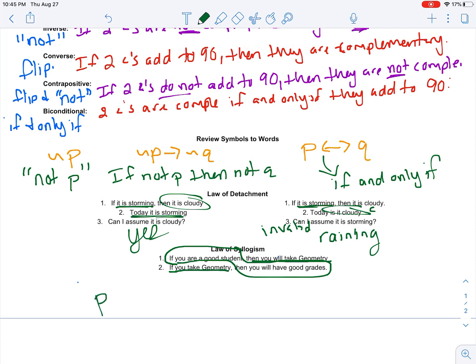This was the one where if we knew we went from P to Q, and then we went from Q to R, then we can say P to R. So these two have to be the same to get P to R. So here's my P, Q, Q, R. So then we went from P directly to R. Okay, so that was law of syllogism.